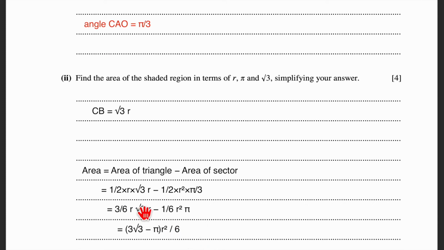So my final expression, I've got everything over 6. I've also got r times r, which gives me r squared, and another r squared there. So everything's involving r squared. And then what have I got left over? I've got 3 lots of square root of 3 minus pi, all wrapped up in brackets. Everything involves r squared, and everything involves over 6.